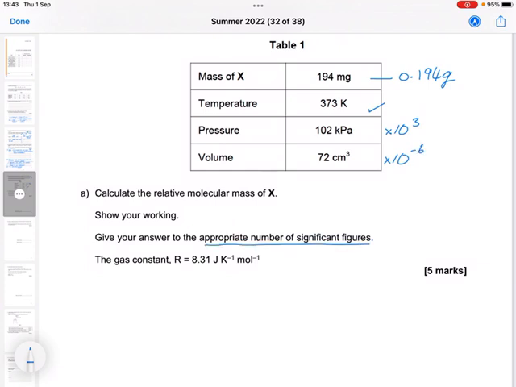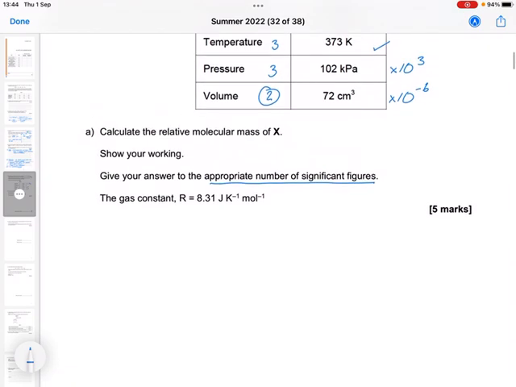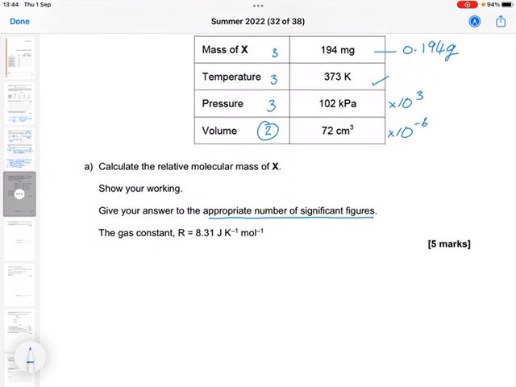Appropriate number of significant figures. This is often forgotten because you're so pleased that you've got the calculation done that you forget this. We've got 3 significant figures here, 3 and 3 and 2 here, and you can only be as precise as the least. So I'm just going to write myself a little reminder down here that when I've got my calculation done, it needs to be to 2 significant figures.